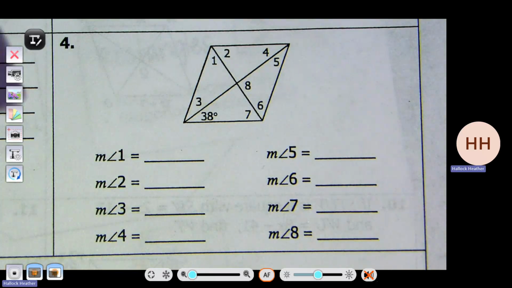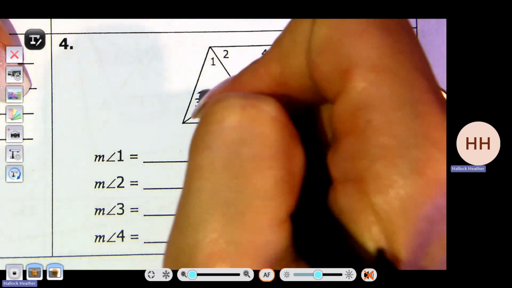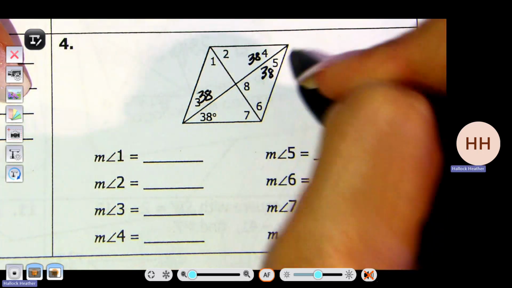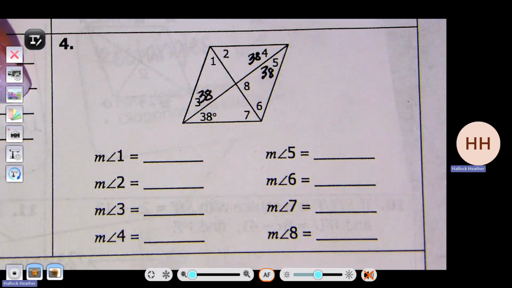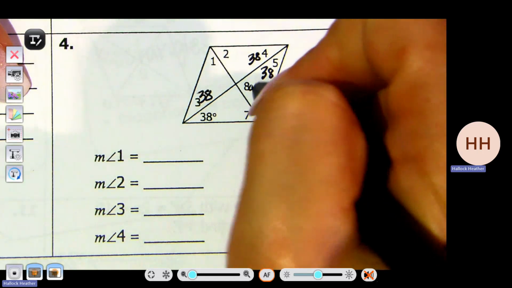So where else can 38 go? 3, 4, 5. Okay, 3, 4, 5. Which one would you automatically also know? The middle, because the middle is automatically 90. Okay, so we have 90 there.